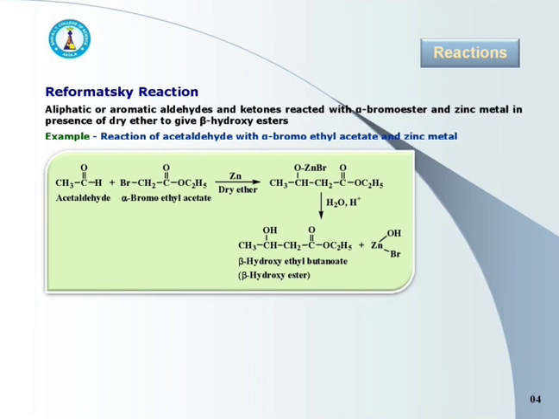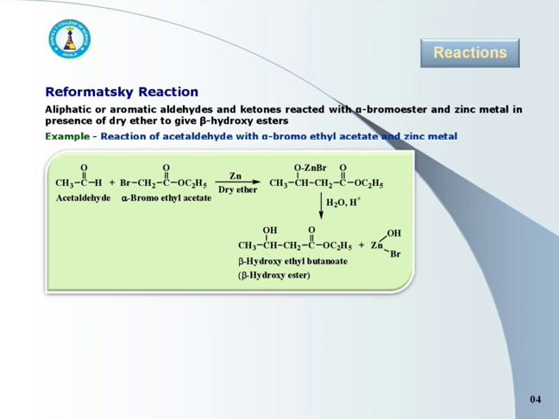Next is the Reformatsky reaction. Aliphatic or aromatic aldehydes and ketones react with alpha bromoester and zinc metal in the presence of dry ether to give beta hydroxyesters. This reaction is known as the Reformatsky reaction.